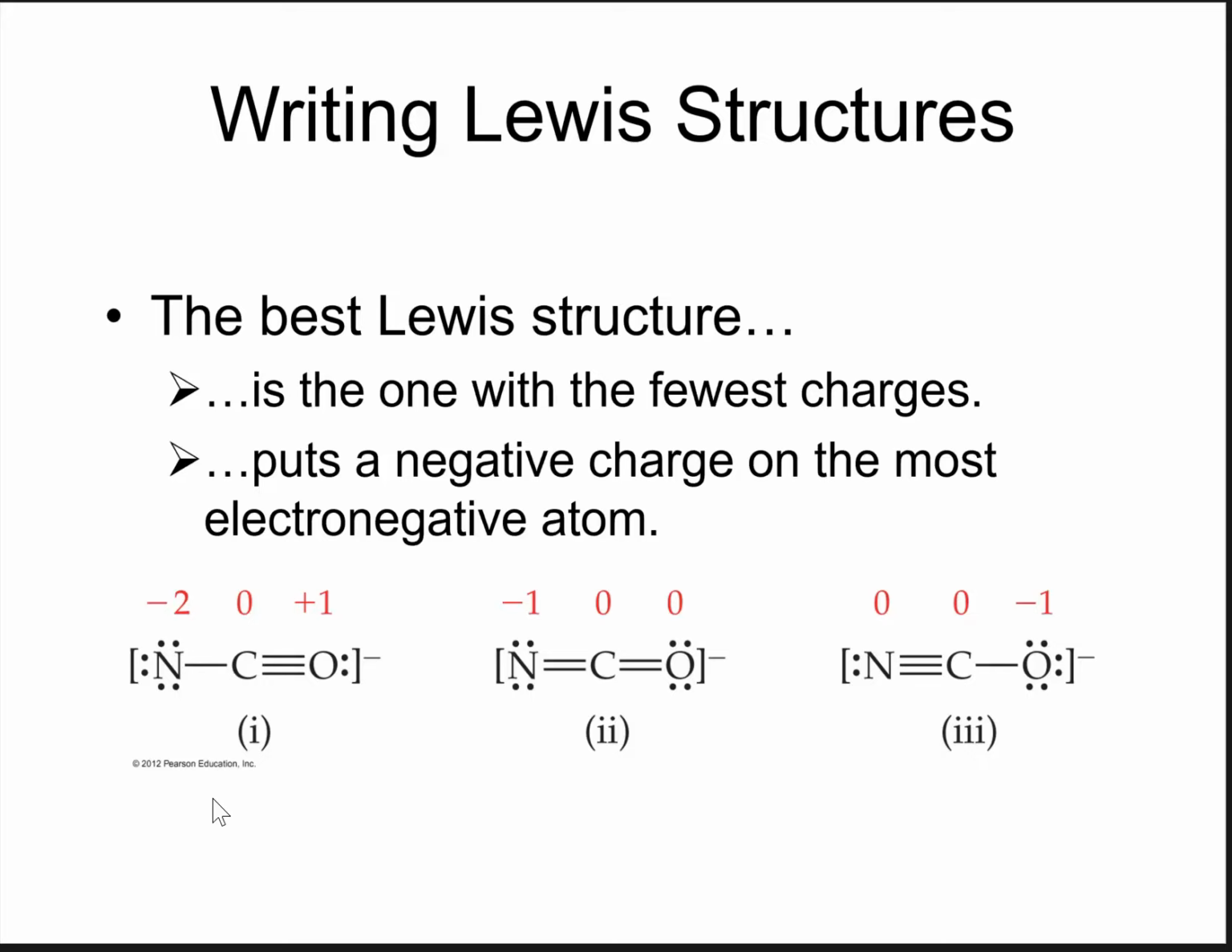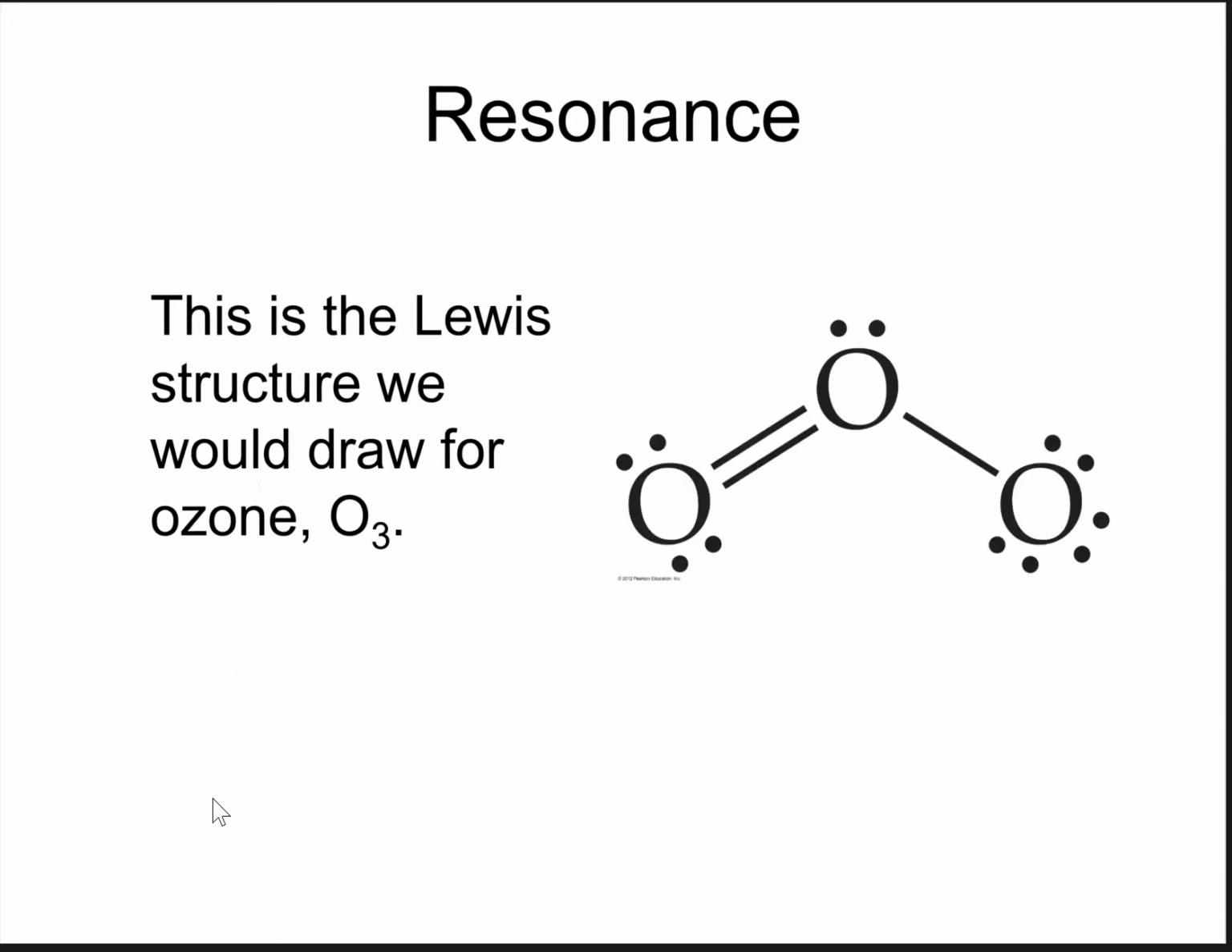Now, sometimes we have situations where we can draw a Lewis structure and the formal charge works out, but we can have something like a double bond in more than one place. Here is the Lewis structure for ozone, and you can see here that we could draw the double bond on the left oxygen or on the right oxygen. This is a case where we have something known as resonance.